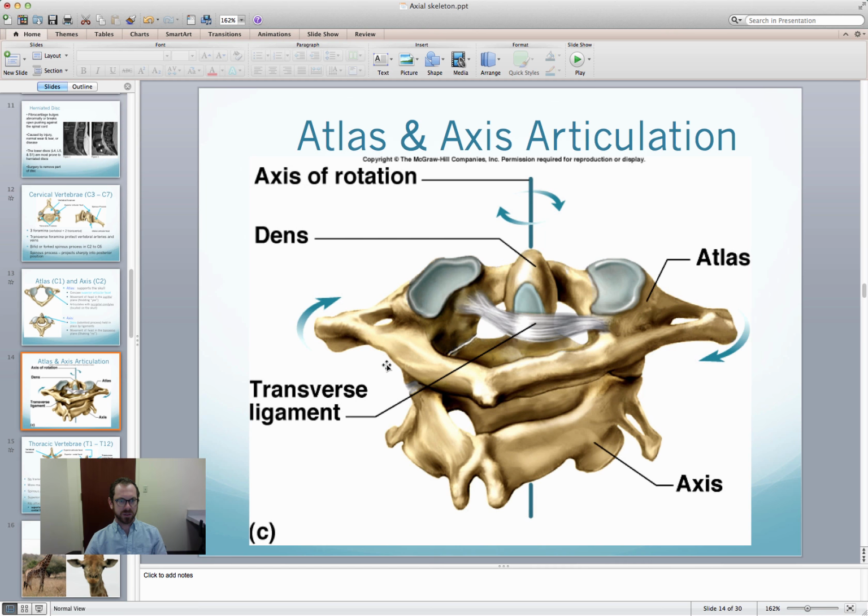And so this is what these two bones look like articulated. This again is the atlas. This is C1. This allows us to make the yes gesture. And then C2, the axis, allows us to make the no gesture.